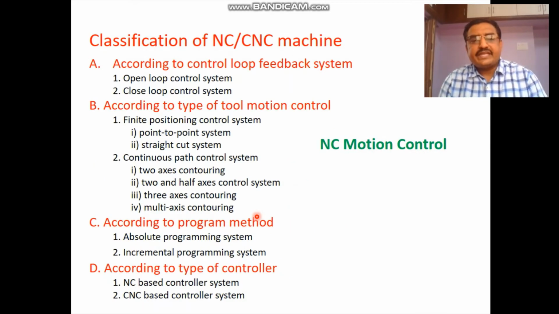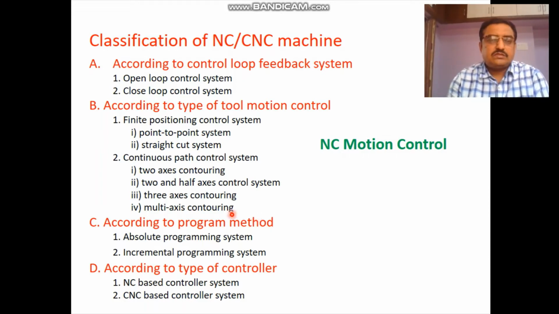Also, there is some comparison. CNC machines can be compared with respect to 4 categories, different types of CNC machines. First, classification according to the control loop or feedback system used. These are called open loop control system and closed loop control system.